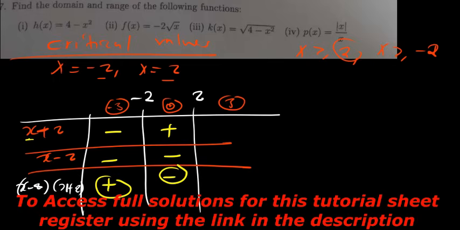What I mean by 0 here is if I put 0 where there is x, it will be 0 plus 2, which is positive 2. If I put 0 where there is x, it will be 0 minus 2, which is negative 2. Negative times positive is negative. If I put 3 where there is x, it will be 5, positive, 1, positive, overall positive.